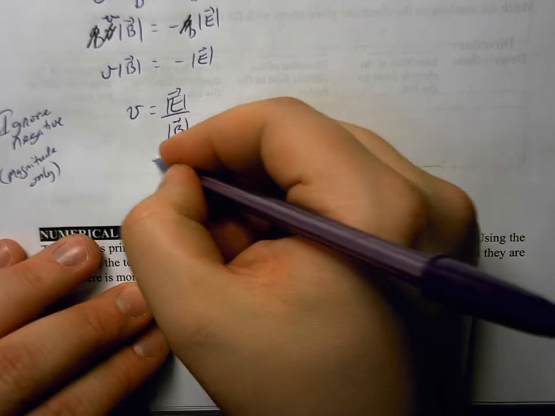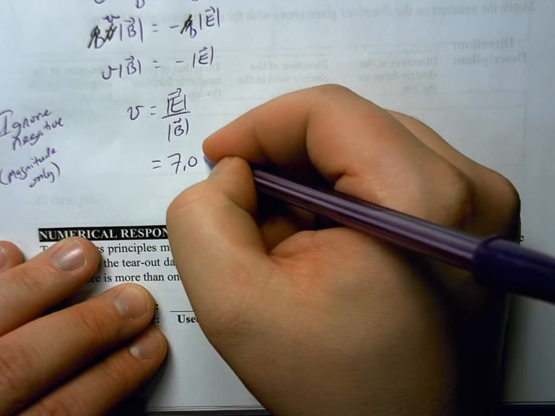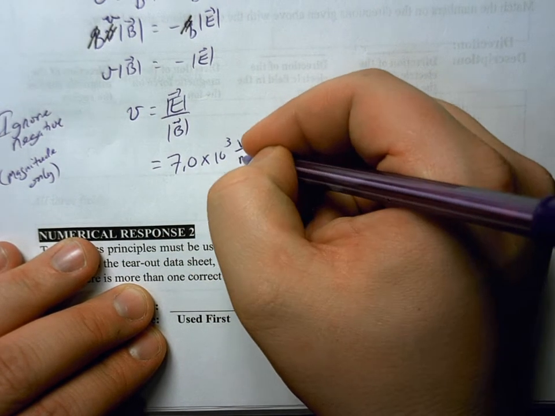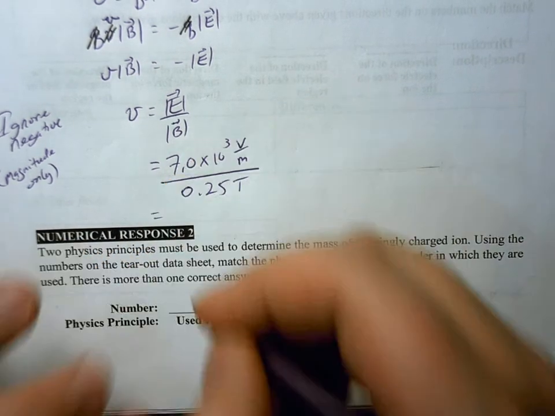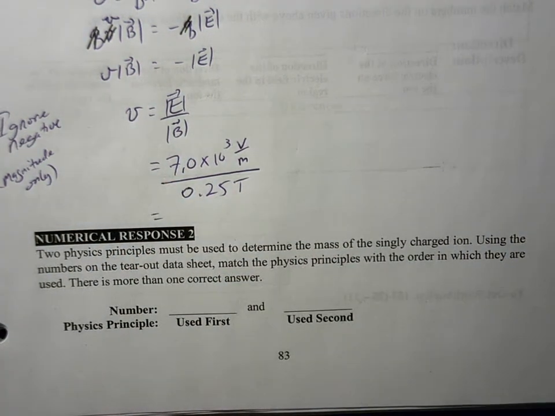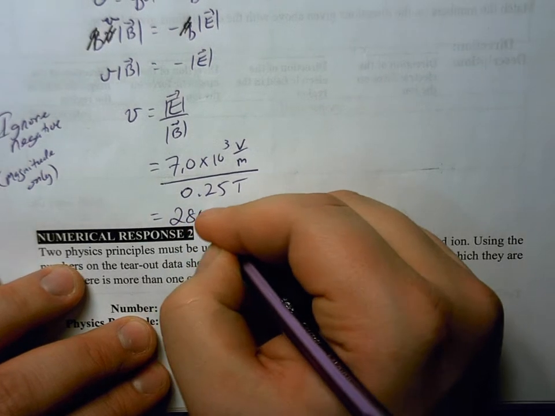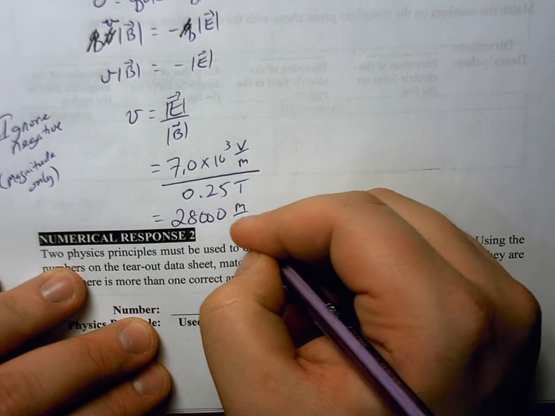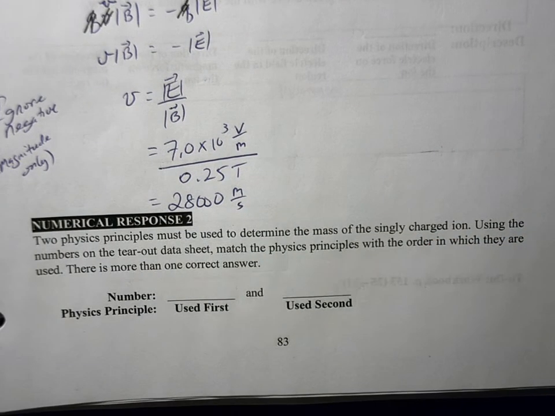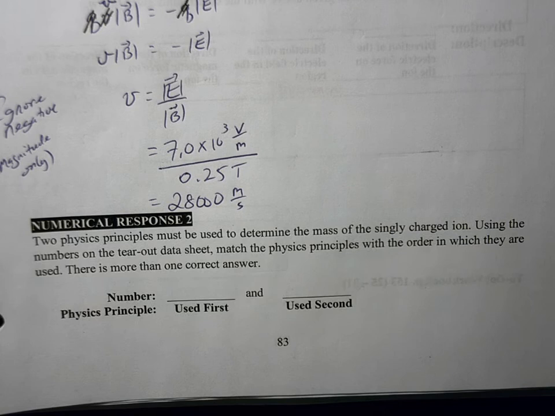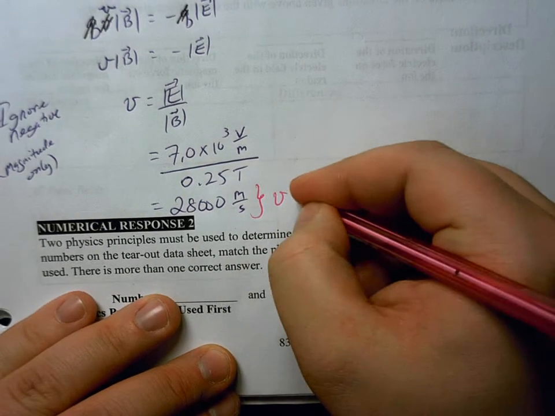So we know our electric field strength. We're told it's 7 times 10 to the 3 volts per meter. And then we're told the magnetic field strength is 0.25 Teslas. So this is going to give us about 28,000 meters per second. Sig digs, don't worry about it too much right now. So we're going to get that the speed of this particle when it enters the velocity selector is about 28,000 meters per second. This is the speed that the particle is going to enter the detector with. So this is V in the detector.